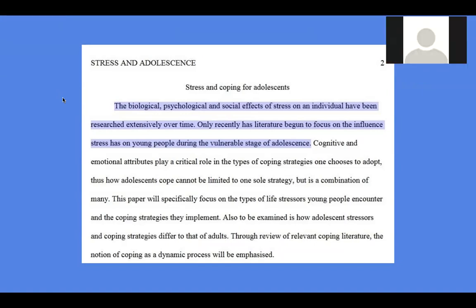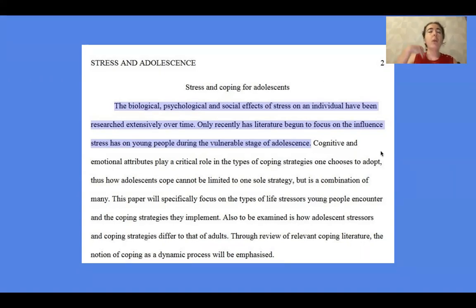The biological, psychological, and social effects of stress on an individual have been researched extensively over time. Only recently has literature begun to focus on the influence stress has on young people during the vulnerable stage of adolescence. Okay, so I'm going to ask people to raise their hand.